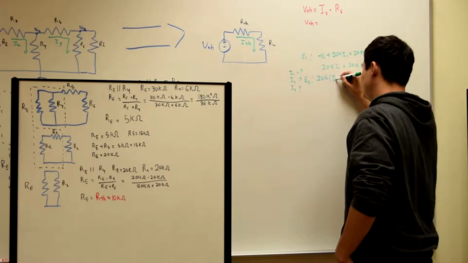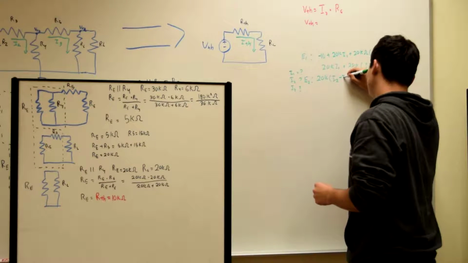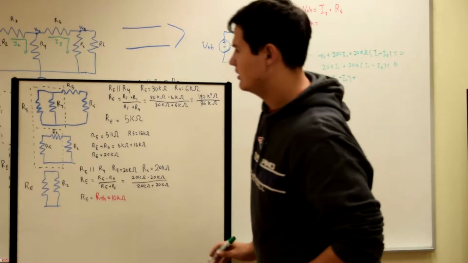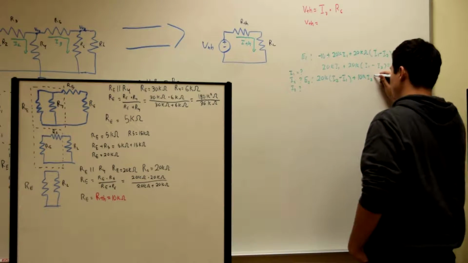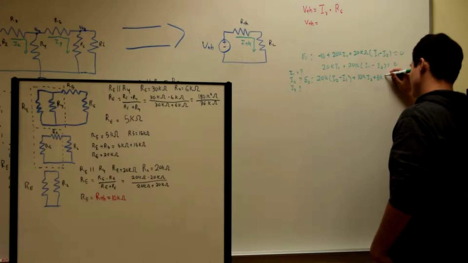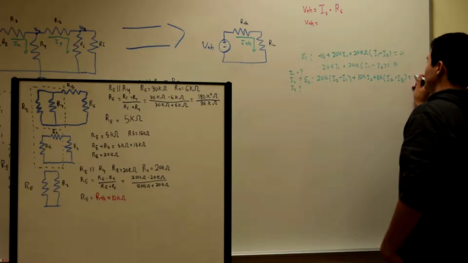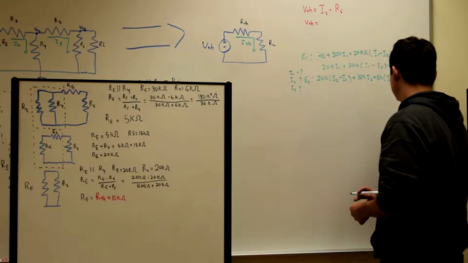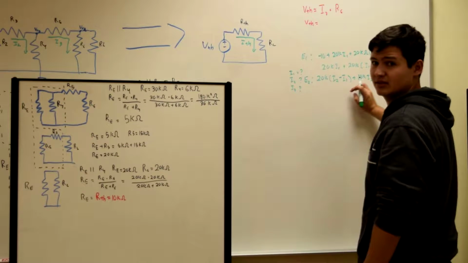20K times I2, because now we're on I2's current, so it's I2 minus I1, plus, let's see what R3 is. R3 is 10. So 10K I2, and then plus 6K I2 minus I3 equals 0. If we're going to do anything here, we're going to leave this guy alone because he doesn't really have anything easy to simplify yet.